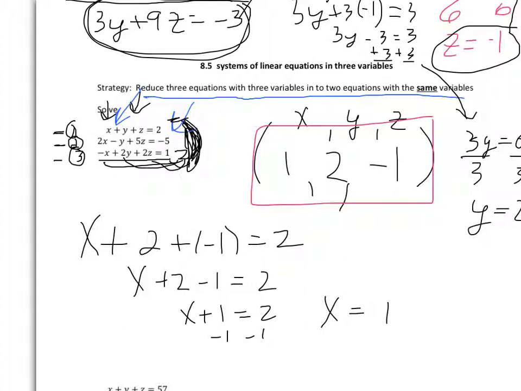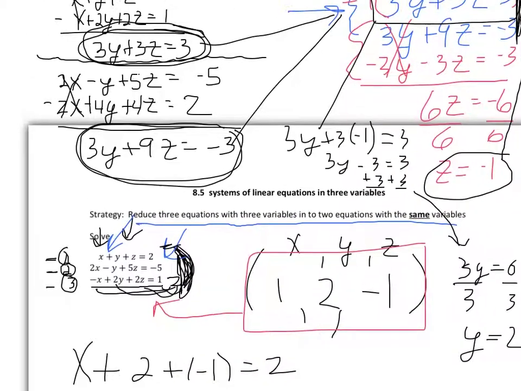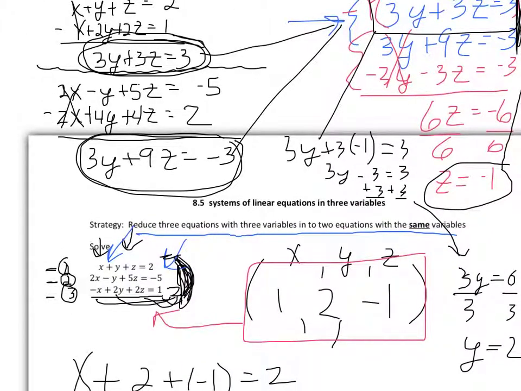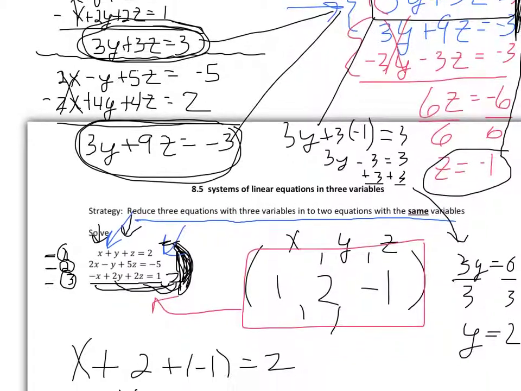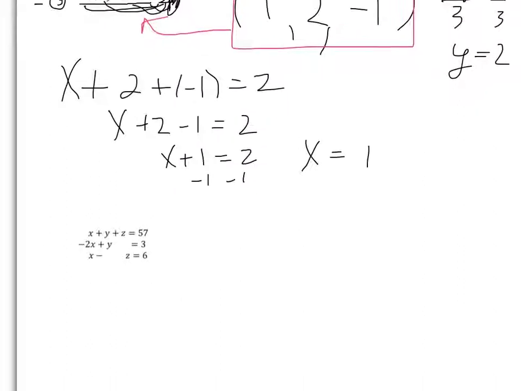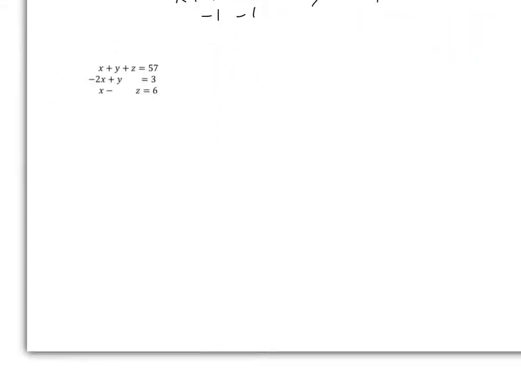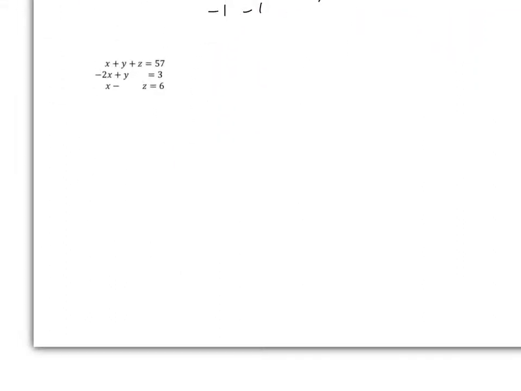And once again, just be very careful as you're going through these. There's lots of areas for students to make mistakes. Lots of sign errors could go on. Lots of bad things. So just be really careful when you're doing these systems with three variables and three equations. Okay, so let's look at this next one here.